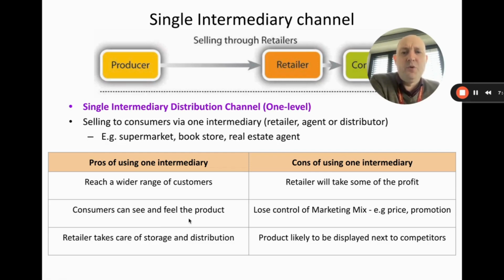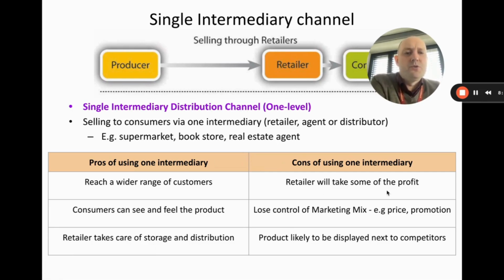Customers can see and feel your product. I guess for a book, this is less important, but for food and electronics and furniture and things like that, it's obviously more important that customers can do that. Also, the retailer, the bookstore, is going to take care of storage and distribution. So if you sell the books yourselves, then you have to post them to everyone or give them to everyone, whereas the retailer will do those things for you.